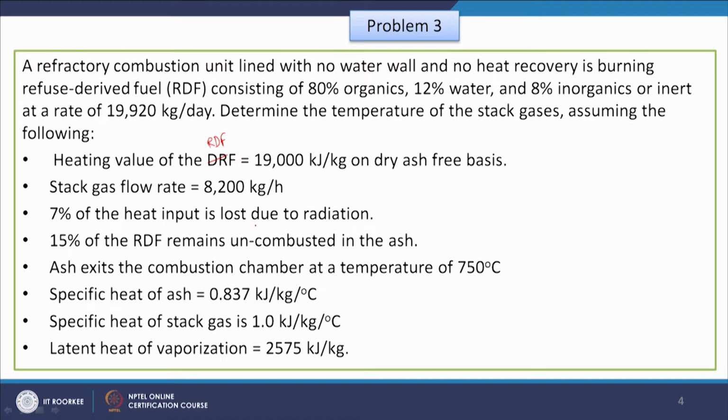7% of the heat input is lost due to radiation. 15% of the RDF remains uncombusted in the ash. Then ash exits the combustion chamber at a temperature of 750 degree centigrade. Specific heat of ash is equal to 0.837 kilojoule per kg per degree centigrade. Specific heat of stack gas is 1.0 kilojoule per kg per degree centigrade. Latent heat of evaporation is 2575 kilojoule per kg. So, this information is provided. We have to determine the temperature of the stack gases.